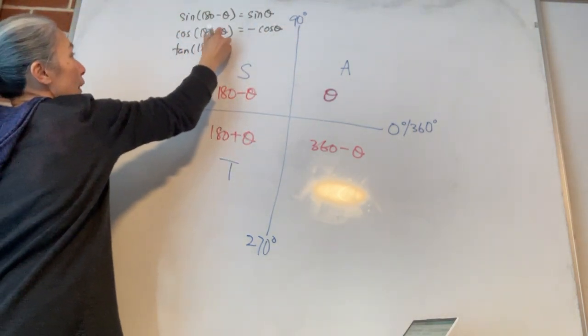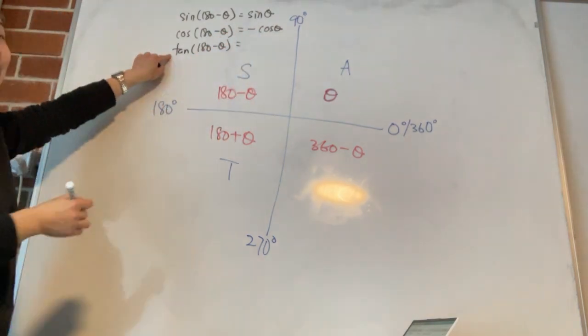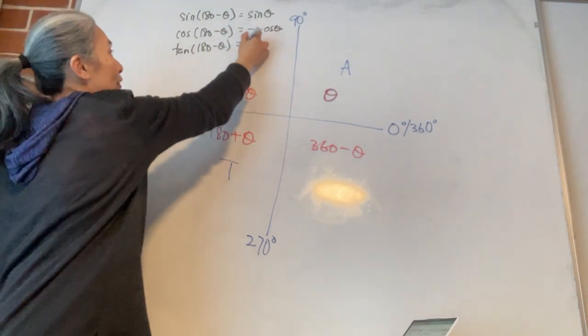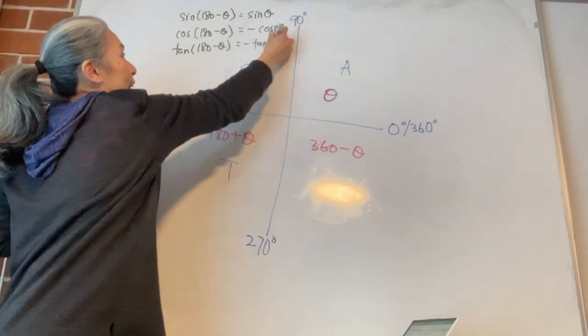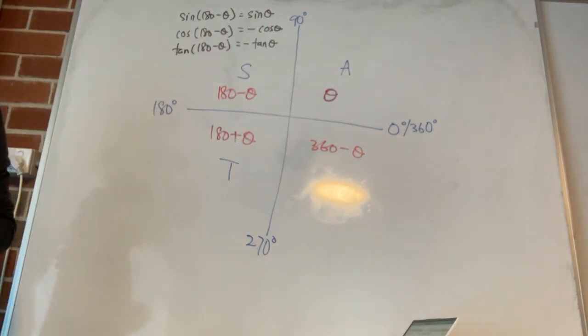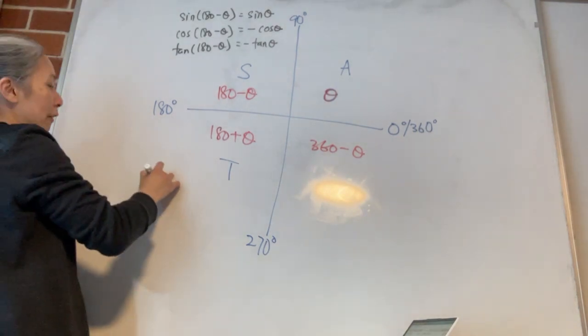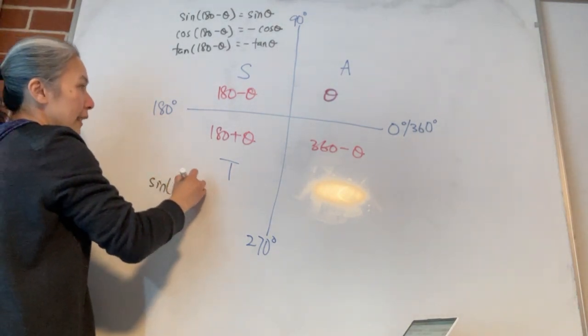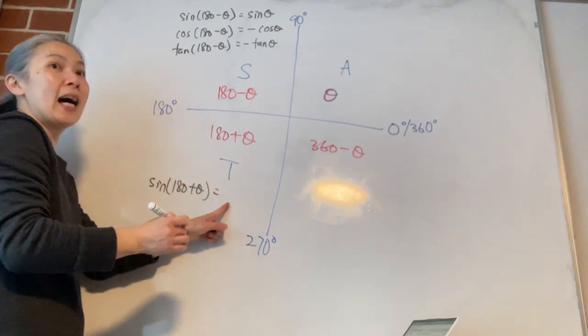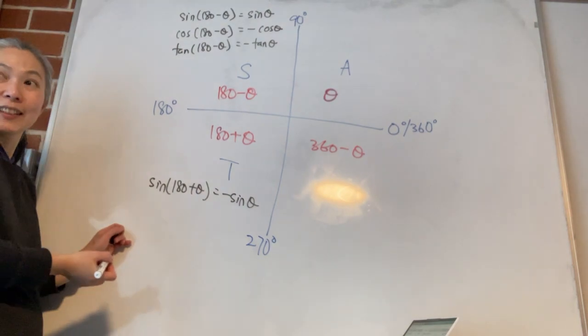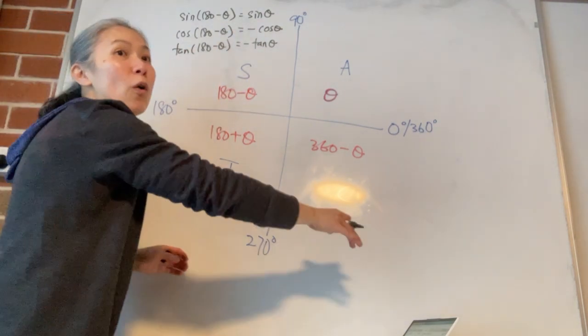In this quadrant, is tan going to be positive or negative in here? Negative. So you are going to write negative tan theta. Does it make sense? Who is positive in here? Tan. So that means if I write sine 180 plus, I'm going to get a negative. I write it as negative sine. All good?